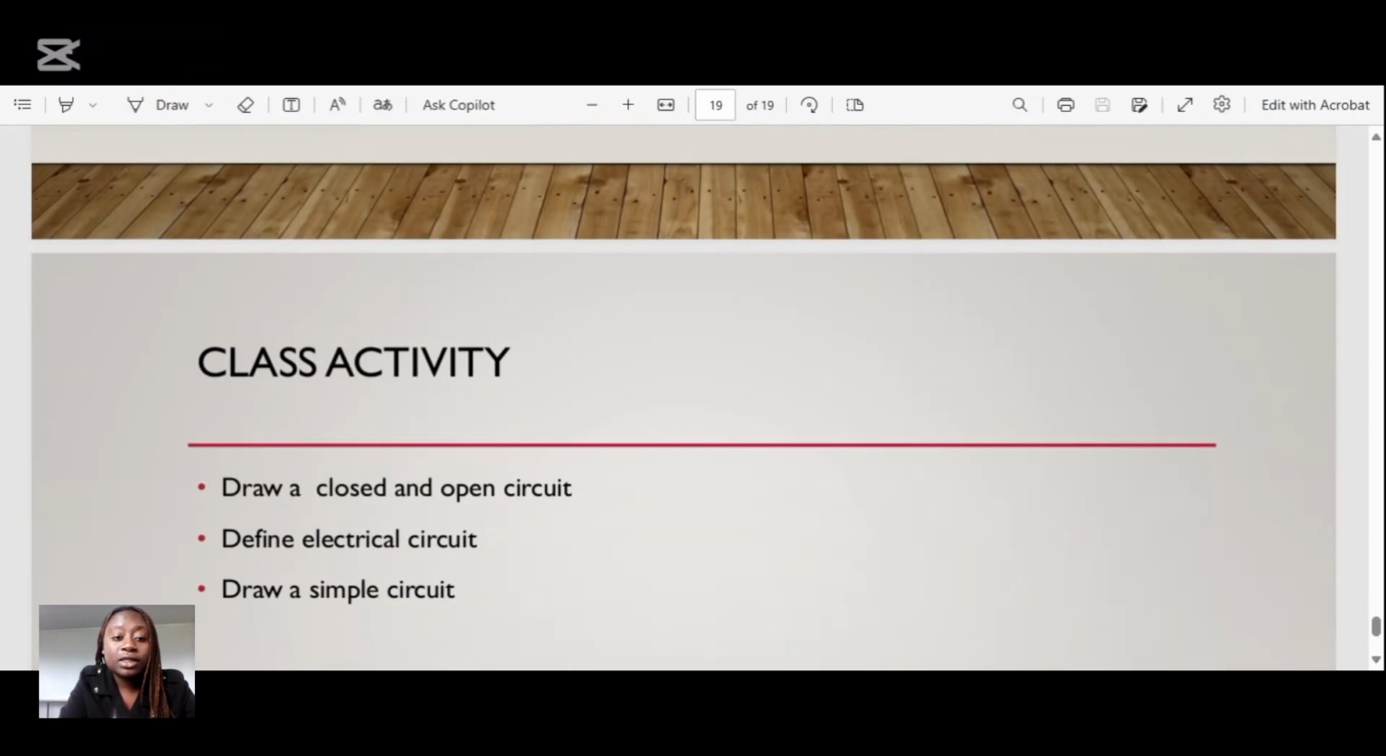So this is a class activity that you are going to complete before our next lesson. Go and complete: draw a closed and an open circuit, define electrical circuit, and draw a simple circuit in symbols. Draw a simple what? Circuit in symbols. Thank you.